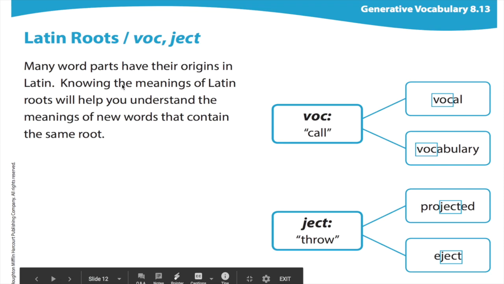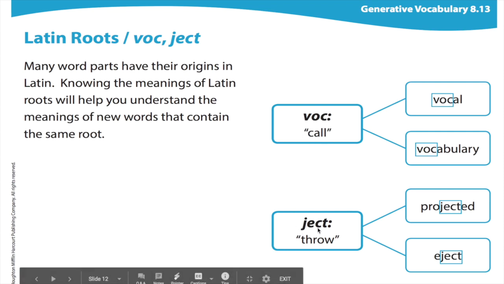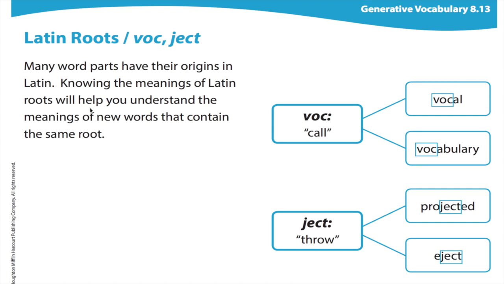Here are our Latin roots. We have the Latin roots VOC, which means a call, and JECT, which means to throw. Many words have origins in Latin, so knowing the meaning of these Latin roots is going to help you understand new words that contain the same root.